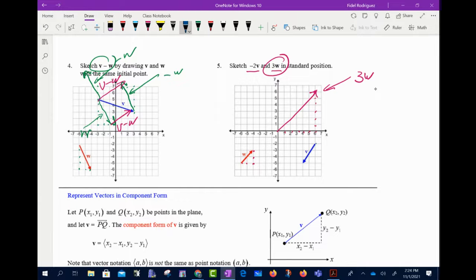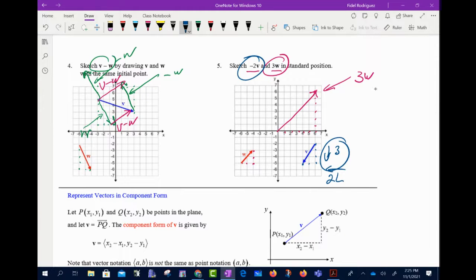So from my starting point, I'm going to go down 1, 2, 3, and then 1, 2. So it's 3 spaces down, and it's 2 spaces to the left. Okay. But now we want to find negative 2V. So we're going to go twice the distance, but opposite direction, right? So if I was going 3 spaces down, but now I'm going to go twice that distance, but in the opposite direction, how many spaces am I going to go up?